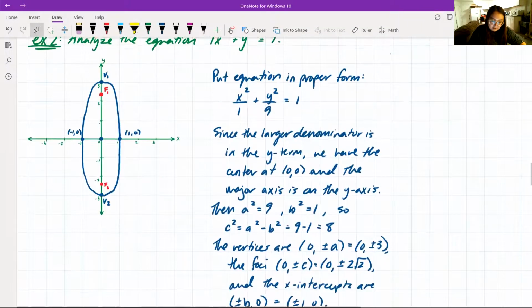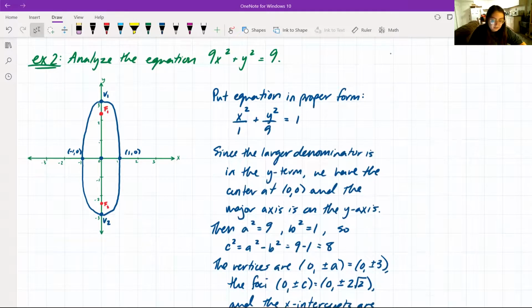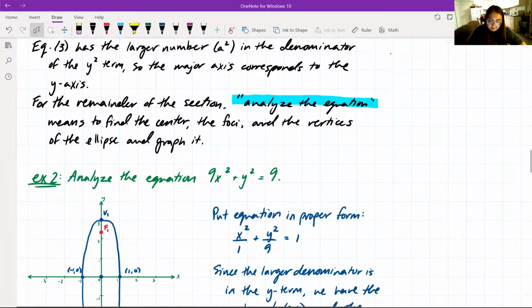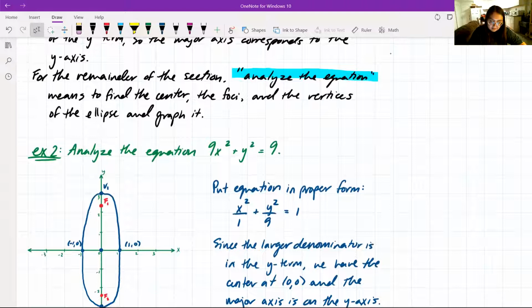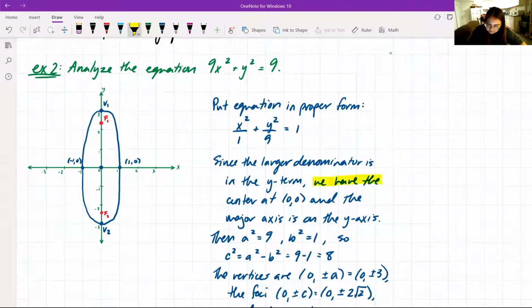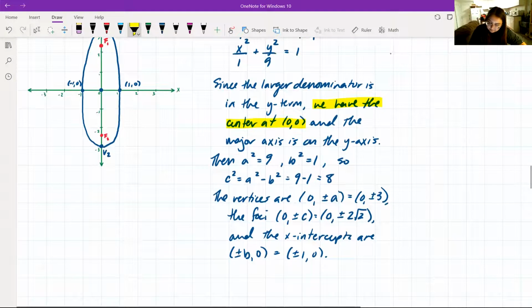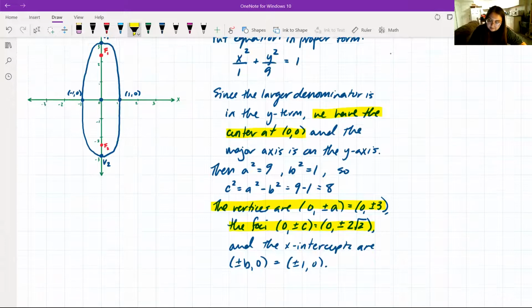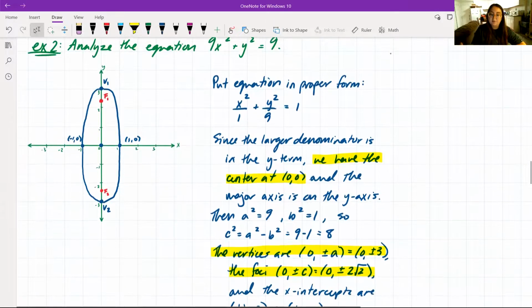So the things that we were looking for when we want to analyze our equation is, remember that we want to find the center, the foci, the vertices, and then graph. So we have the center at 0, 0, the vertices, and the foci. So those are the things that we were looking for in addition to our graph.